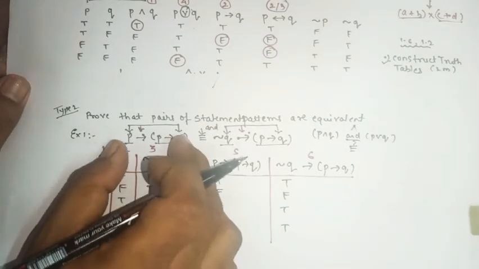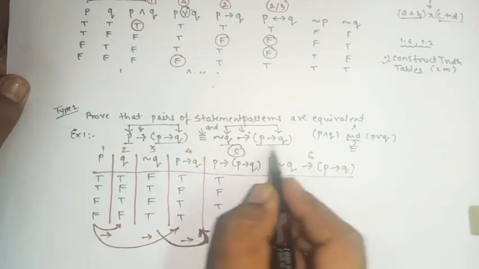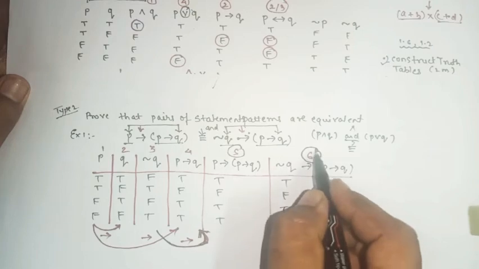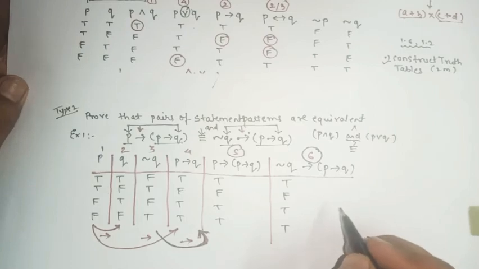Now here can I say our left hand side is what? The column number 5th, and the right hand side is what? Column number 6th. Check the column number 5th and 6th are same or what? True, false, true, false. Here true, false, true, false. Answer is proved. So in the last final step, what you will write?